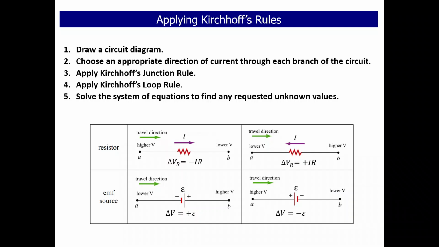So anytime we apply Kirchhoff's rules, the first thing we have to do is draw a circuit diagram. Or there's probably going to be a circuit diagram already provided for you. The second thing you have to do is to choose an appropriate direction of current through each branch of the circuit. So this one's going to be kind of the weird one.